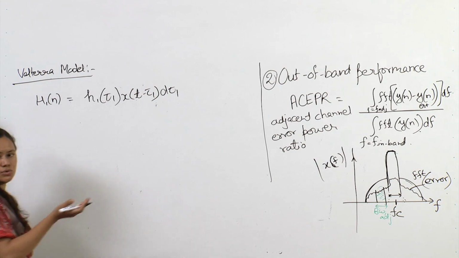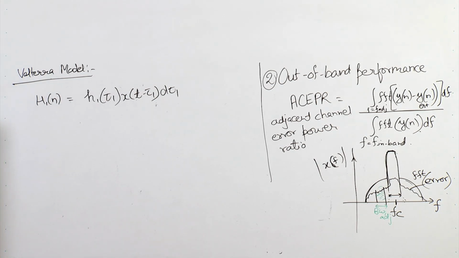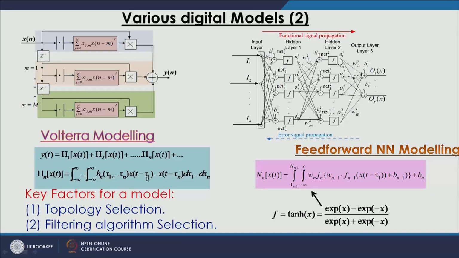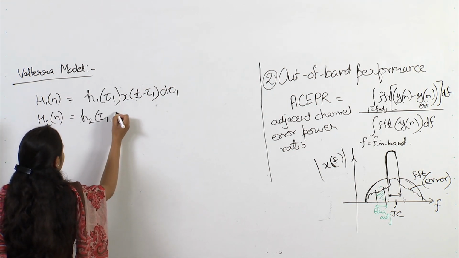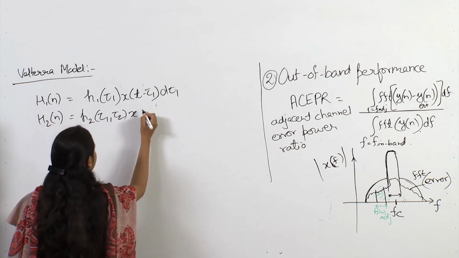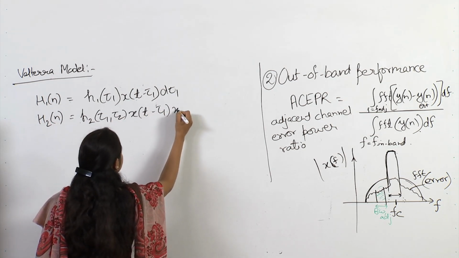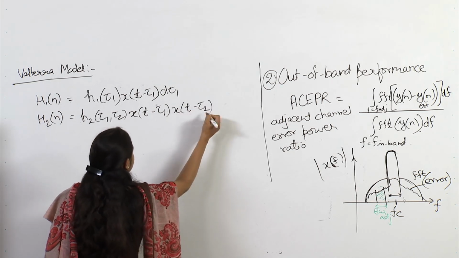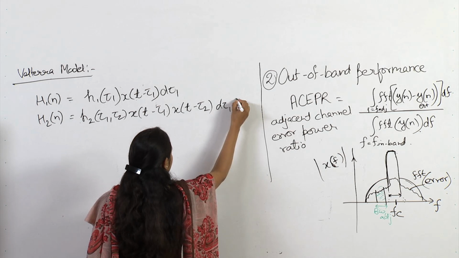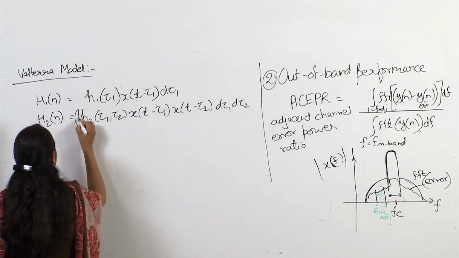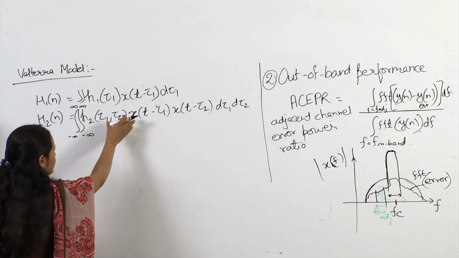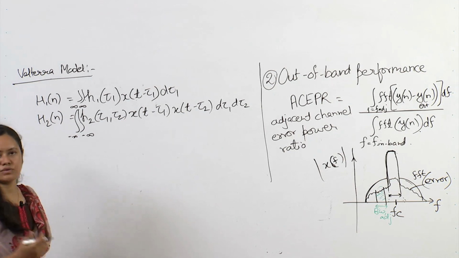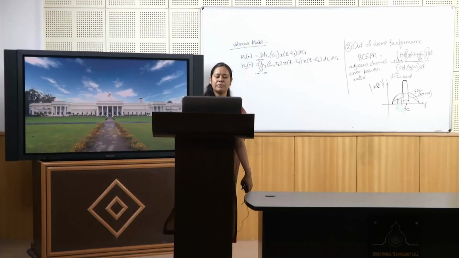So, if you go to h2, you can expand this expression and you can see that it will have 2 delay terms, and it will have 2 delays here also, x. So, it is a function of 2 delay terms. And then it is integrating from minus infinity to infinity for both of them. So, if we keep increasing this term, it can go to infinity, but of course infinity cannot be processed. So, there are some simplified terms.